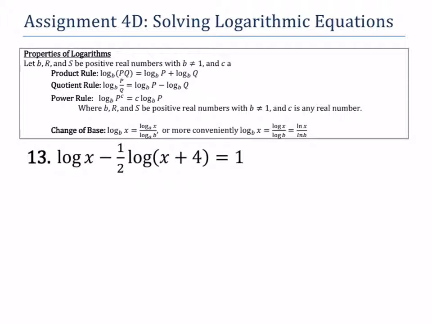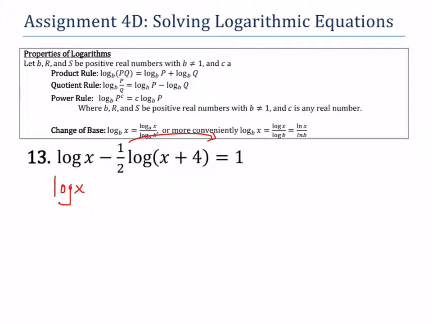So in problem number 13, we can't get the logarithms all by themselves on each side because this 1 is right there. So we need to use the properties to combine these logarithms first. Before you do any combining, we've got to get the 1/2 out of there. So that's the first thing to deal with. Let's do that using the power rule.